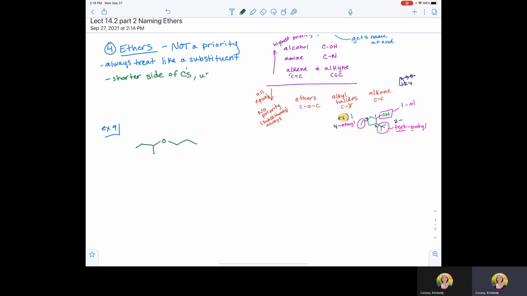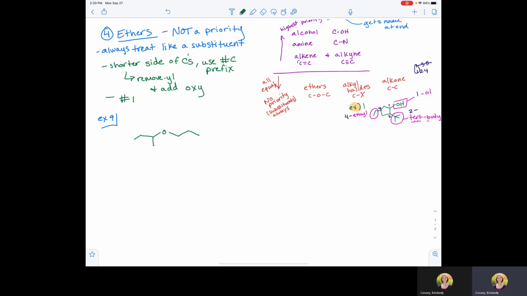We're going to use that number of carbon prefix, like meth, eth, whatever. And then we're going to take that and remove the yl and add an oxy. And then whenever we do the numbering, you're just going to do the locants, the numbering, the locants. So just number it like a normal substituent. Okay, so we'll do an example.